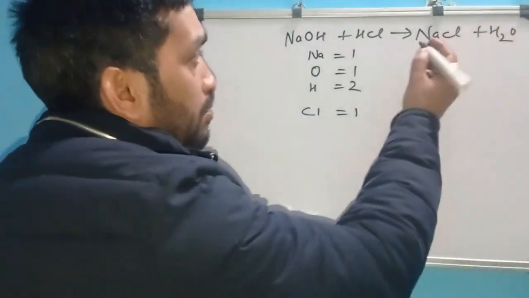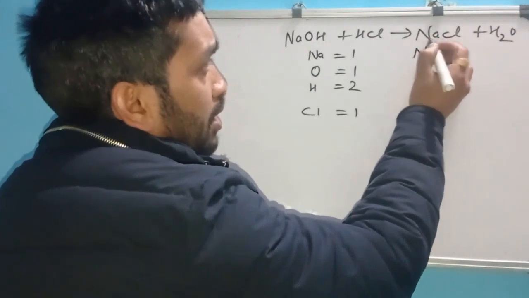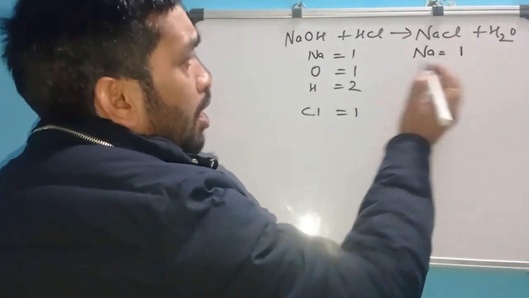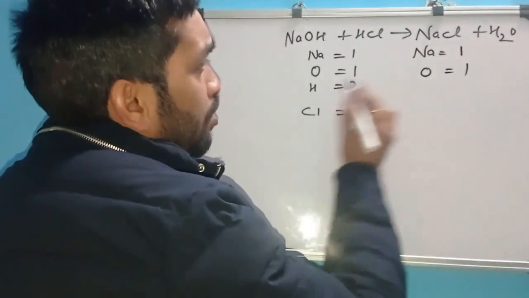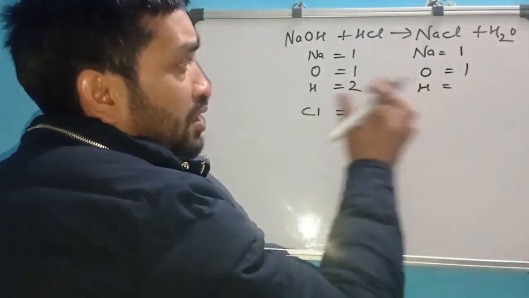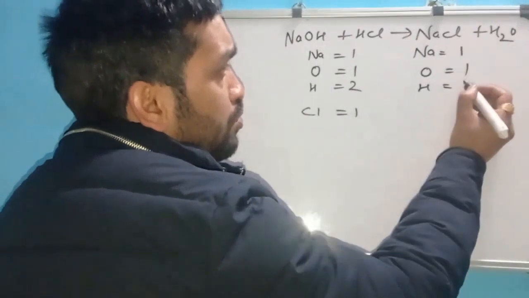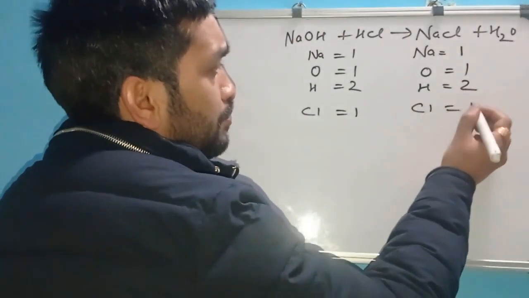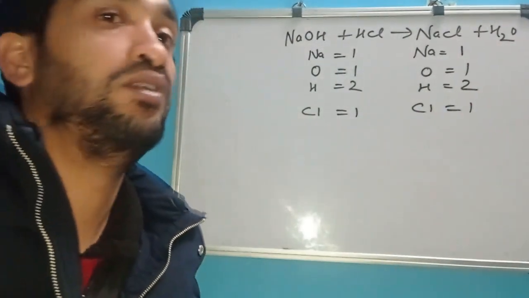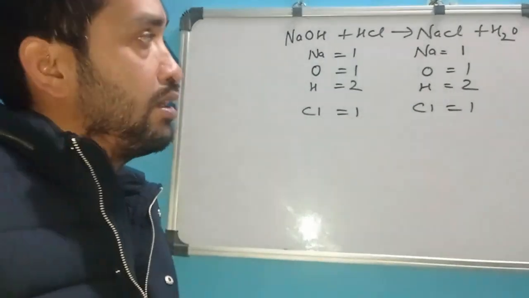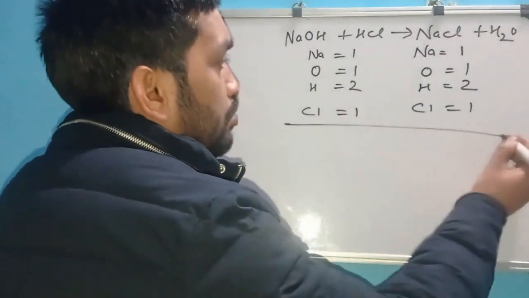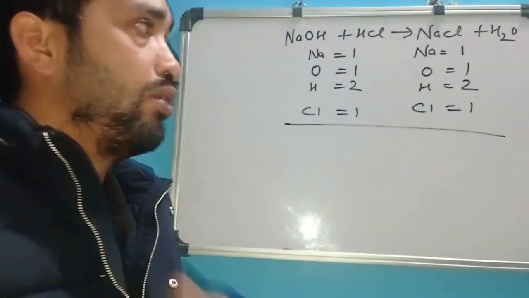Now move to the next part. Here Na, how much? Na is 1. How many oxygens are here? Only 1. Then how many hydrogens? 2. And how many Cl? 1. Do you need to balance it? No. It is already balanced. This reaction is already balanced. So no need to balance the reaction. LHS is already equal to RHS.